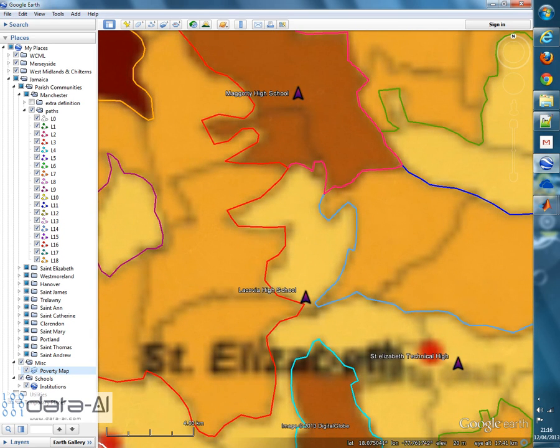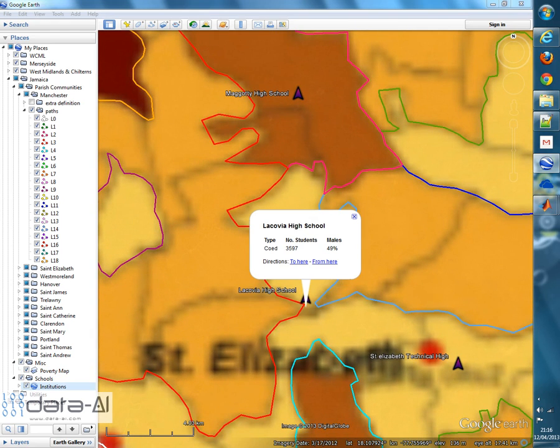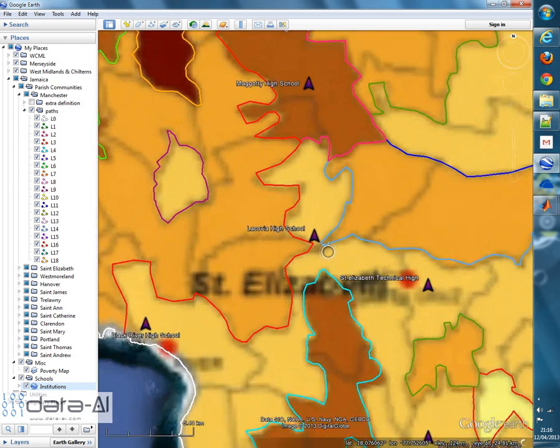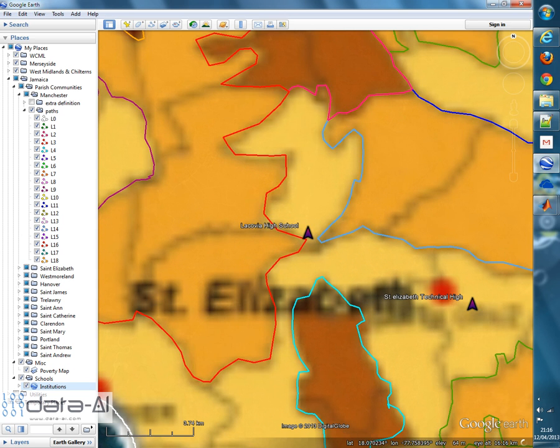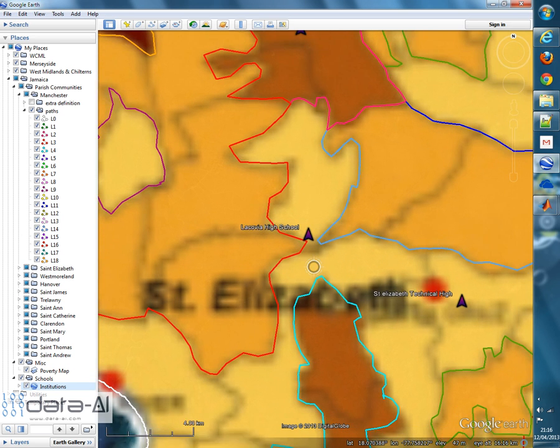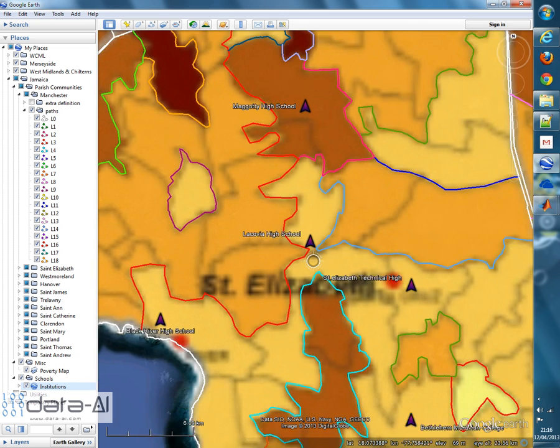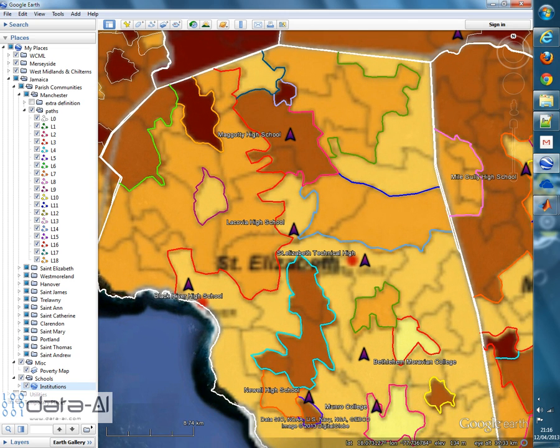This is Lacovia High School. We click on it, it tells us it's 49% males and the number of students. This particular map doesn't show the actual performance, but we wanted to know if this region of specific poverty level might have any impact on the performance. And furthermore, what would happen?